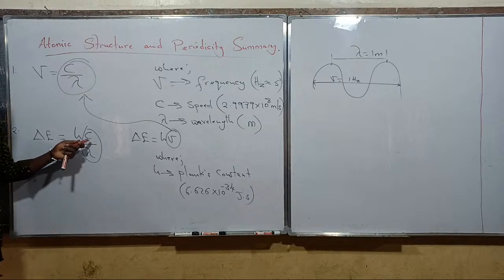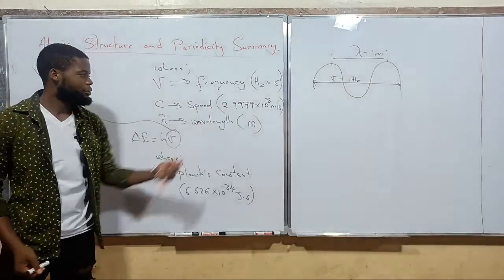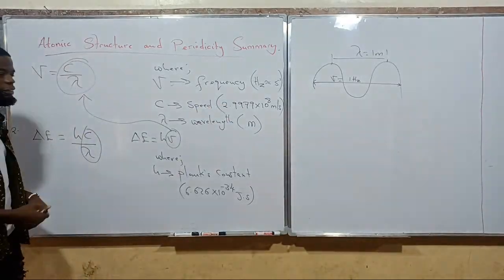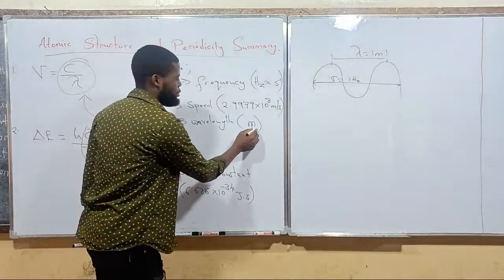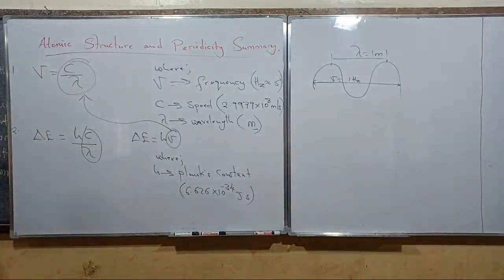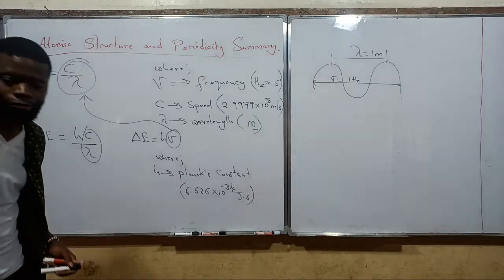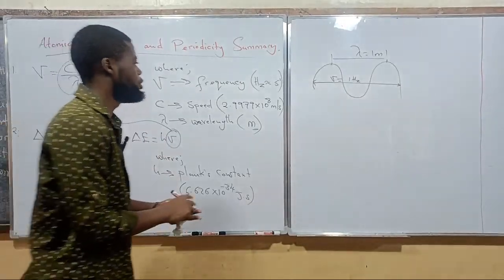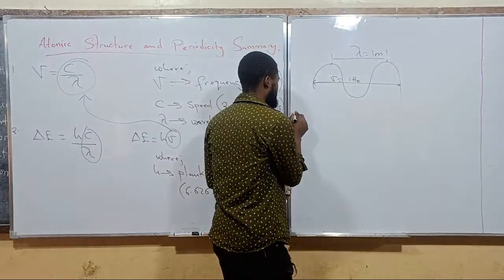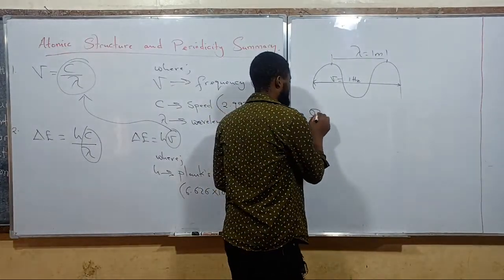Everything you already have, like the constant speed of light. This is the constant speed of light. And then we have the wavelength, whose units are supposed to be in meters. Okay, so the third thing that we talked about was the Bohr model. So number 3, the Bohr model.